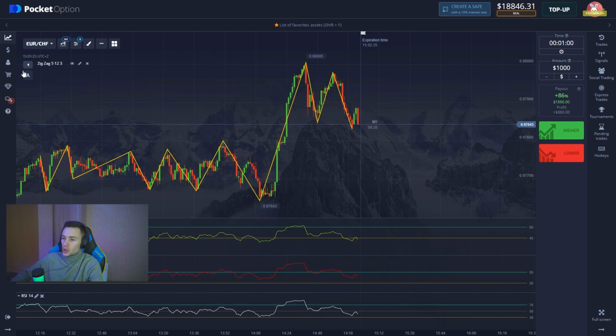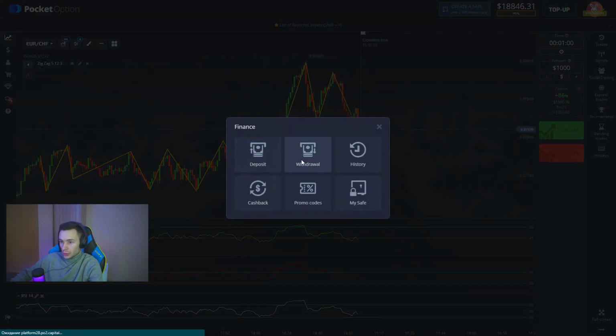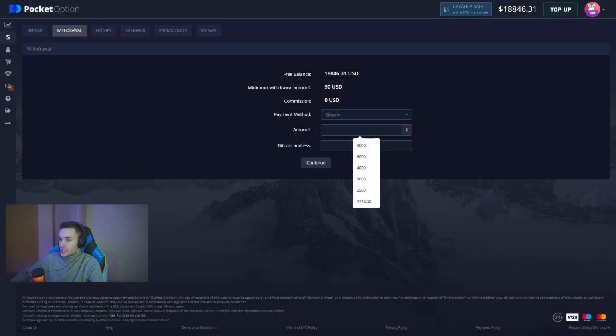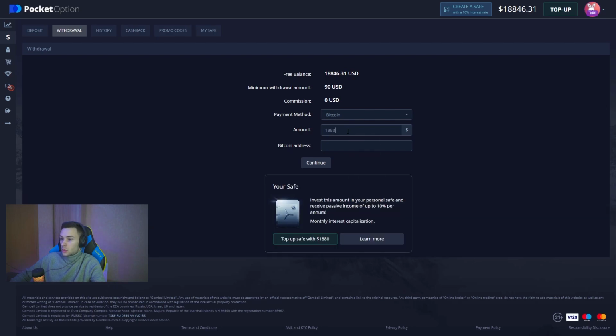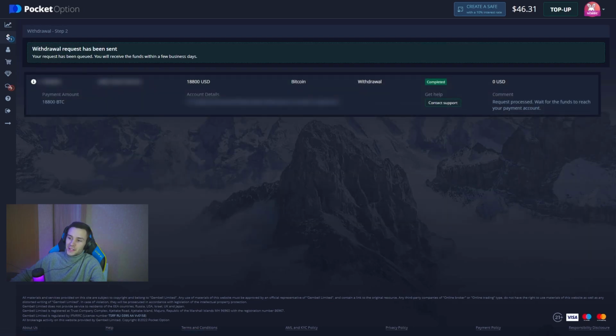I have some outcome, guys, and let's get down to the withdrawal to BTC wallet, of course. Let's withdraw, I guess, 1.8. Press continue button, and there is $46 left on our balance. That's what we got for today. It took us 15 or 20 minutes to gain that, and there we'll go.